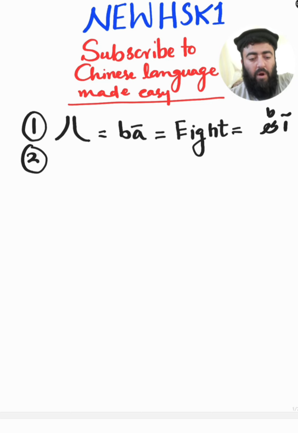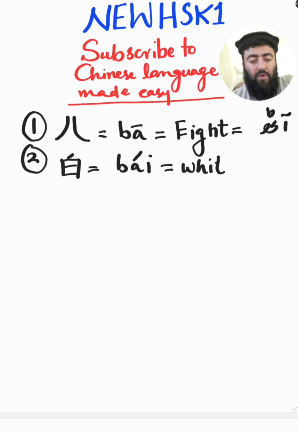Second word is bái. Bái means white. And in Urdu, it is known as safed. Bái with the second tone, rising tone.